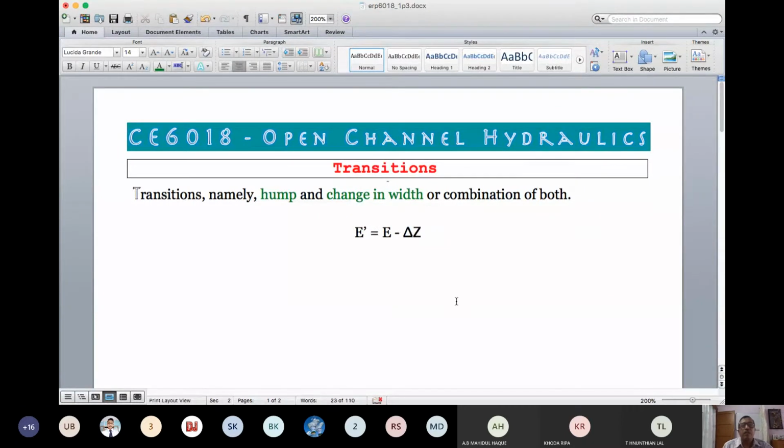So this is your expression: E dash equals E minus delta Z. Fine. Now, if delta Z is positive, it's a hump.